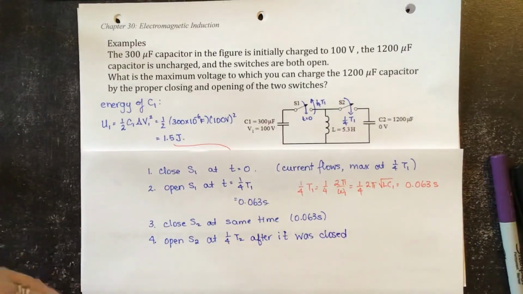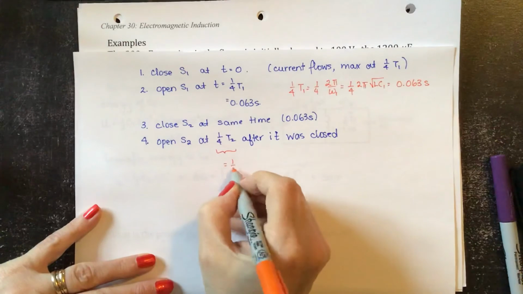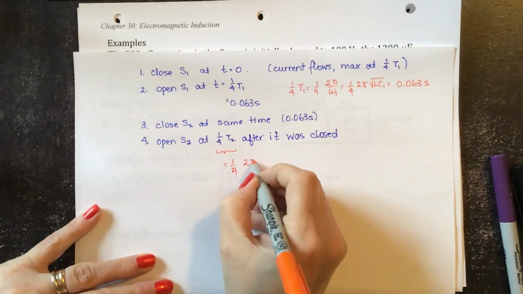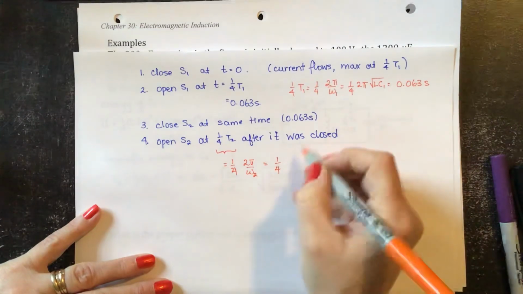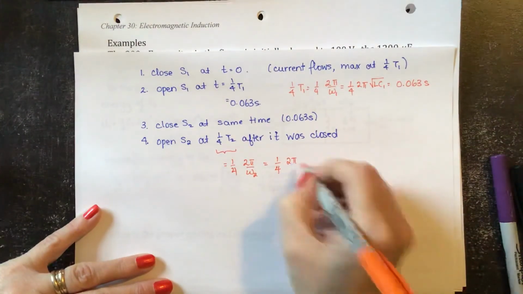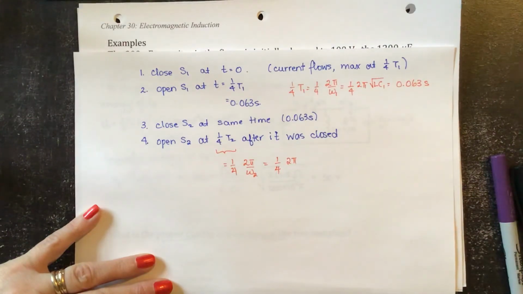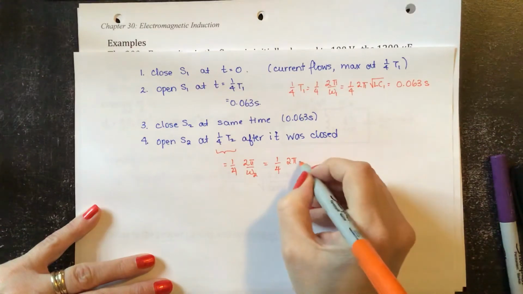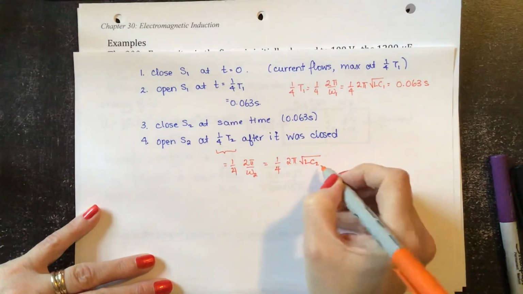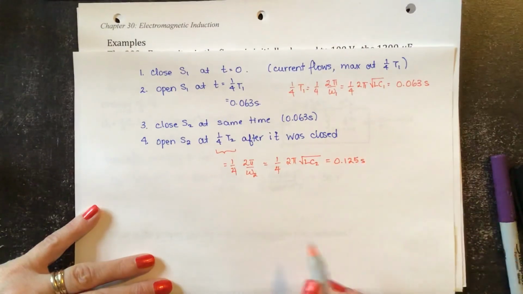Okay, and a quarter T2 is a number we can find. So this is equal to 1/4 times 2 pi over omega 2, which is 1/4 times 2 pi times, oh hang on, the phone is ringing. There, I think I made it stop. 1/4 times 2 pi times the square root of L times C2, which is 0.125 seconds.